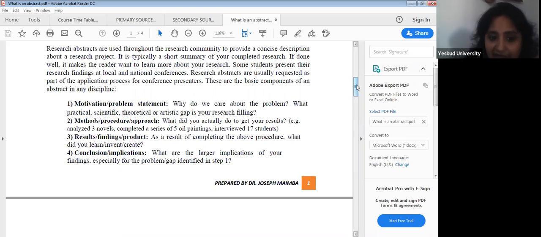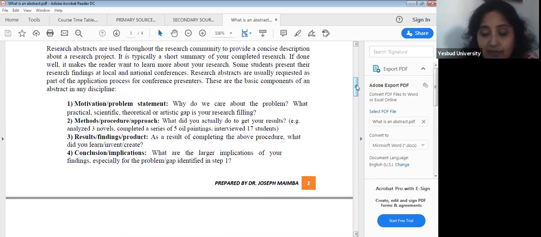Now the results and findings, the product. As a result of completing the above procedure, what did you learn? What did you invent? And what did you create? So these are the things which will be involved in your research abstract, that is, what you have learned from your research work. That thing should be in your mind, what you have learned here, what you have invented here. Something new should come out so that everyone should get benefit from your research project, and so most people get an eye on your project.